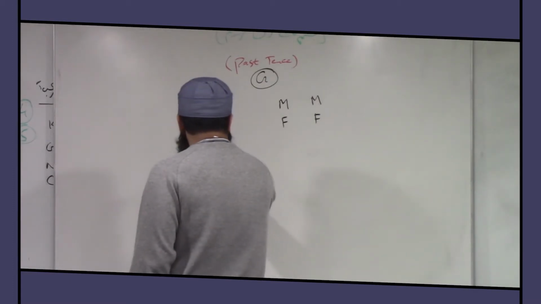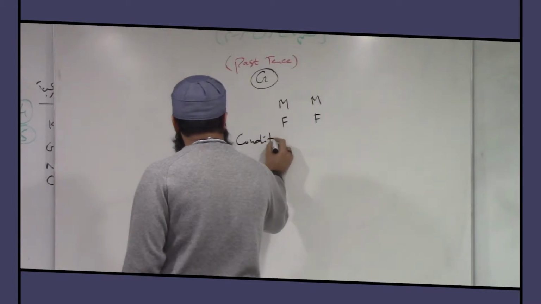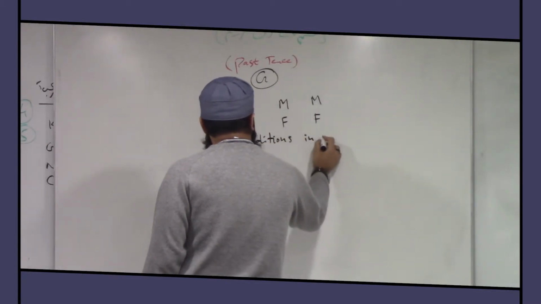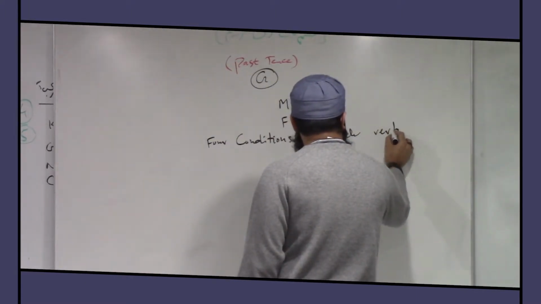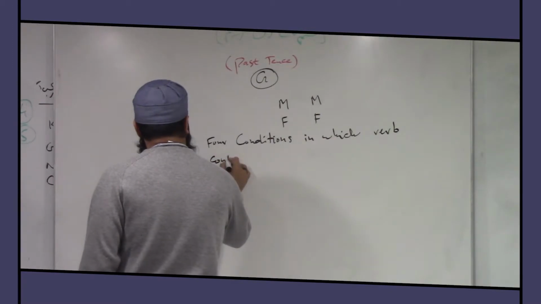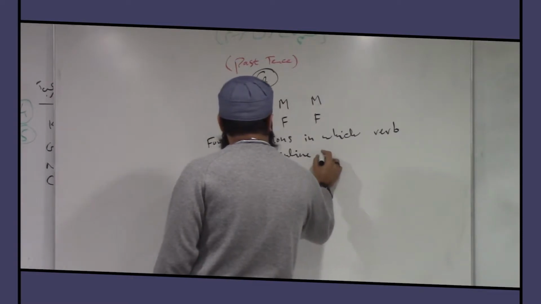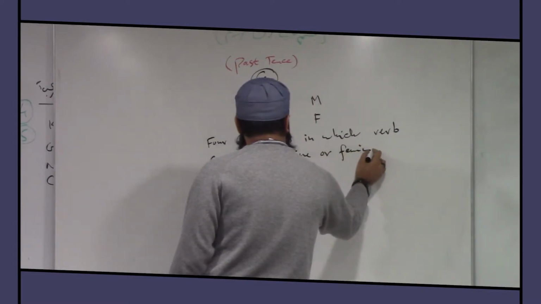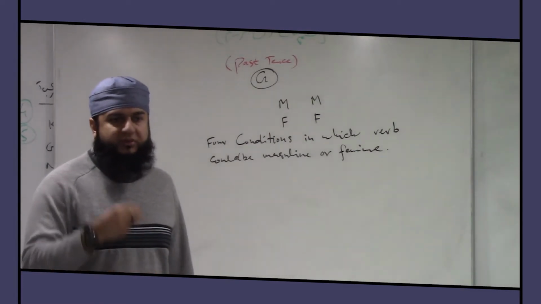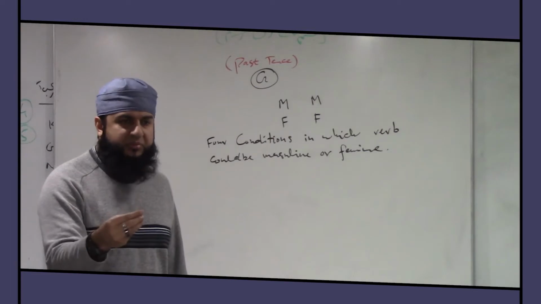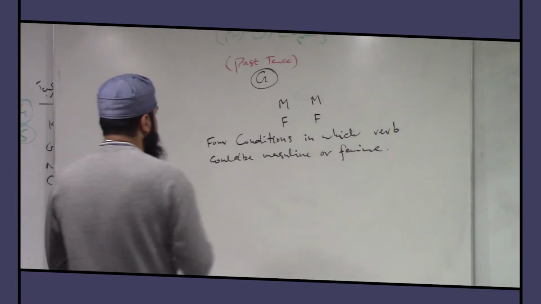But there are 4 conditions in which the verb could be masculine or feminine. So first thing is you're gonna join masculine subject with the masculine verb, feminine with the feminine. How? Let's see that.